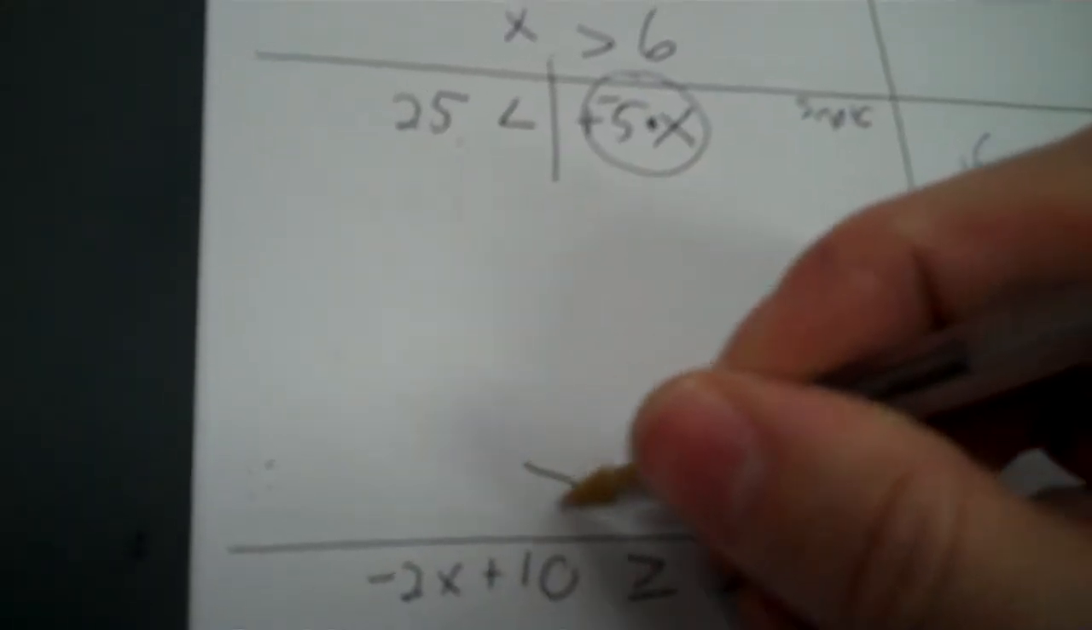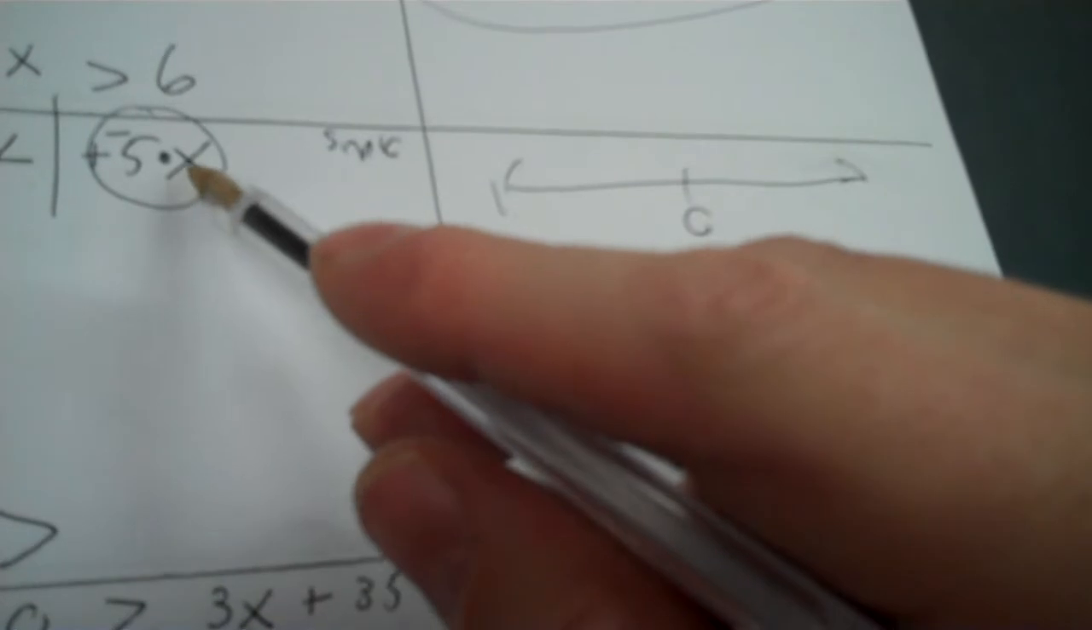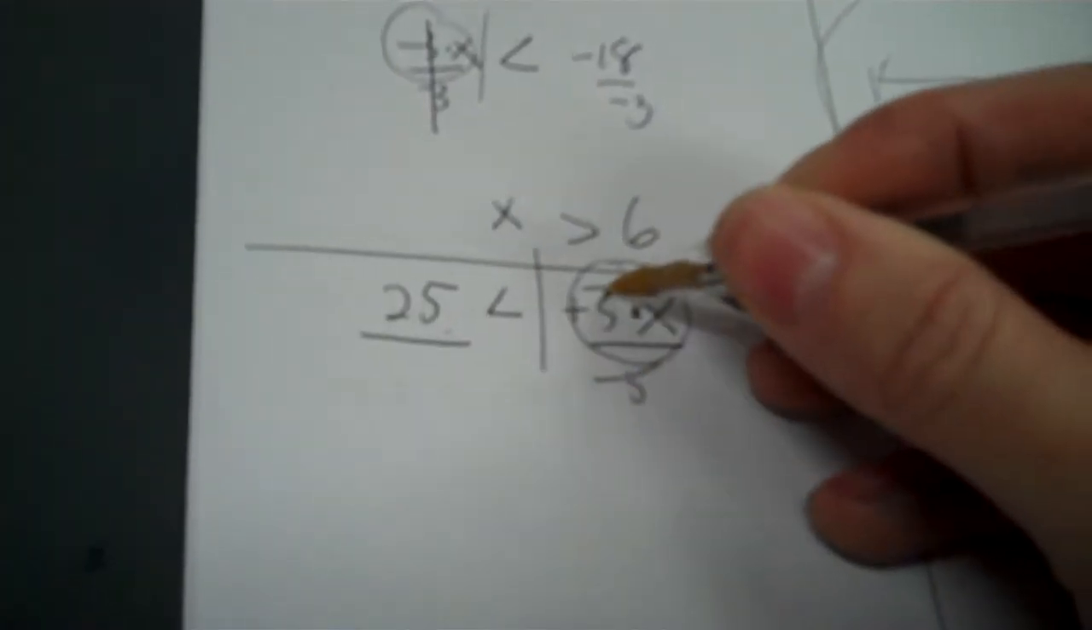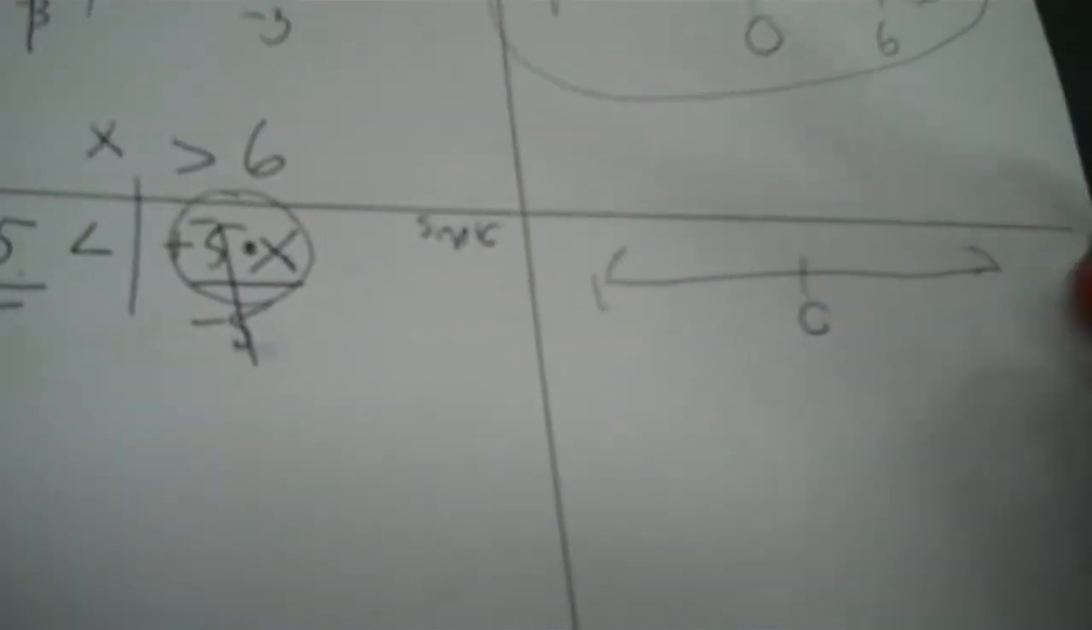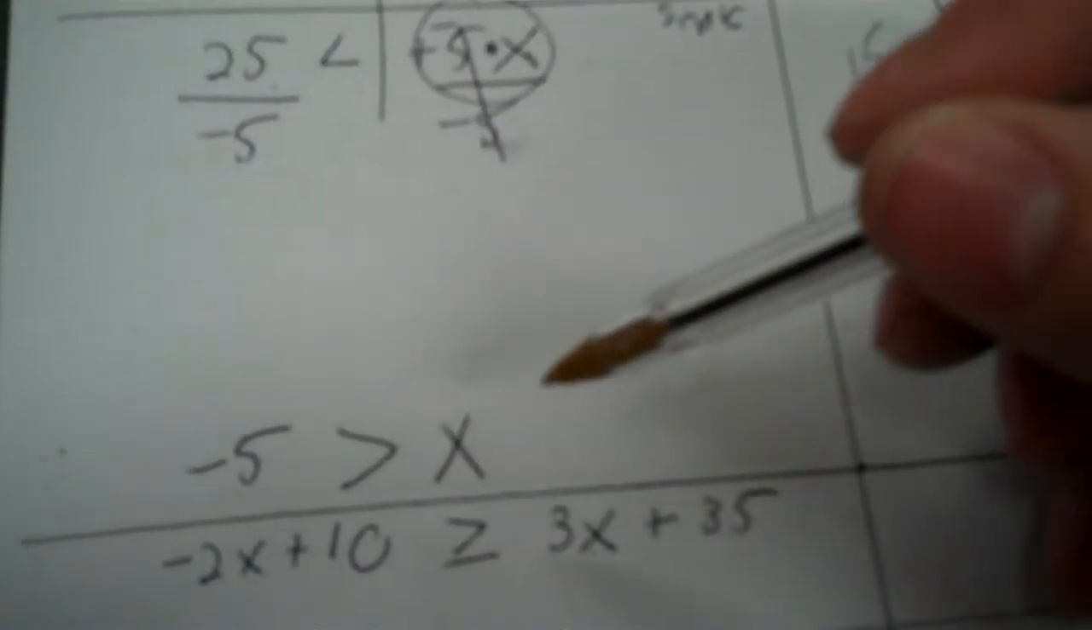So we have a negative multiplier, so that sign then switches. Now, we don't do any adding or subtracting, because on this side, there's nothing outside of that. So the only thing with the x is the multiplier. So I can go straight into my division by negative 5. So we have x on this side, and 25 divided by negative 5 is negative 5. So I have negative 5. It's not eating the x, so it would go this way.